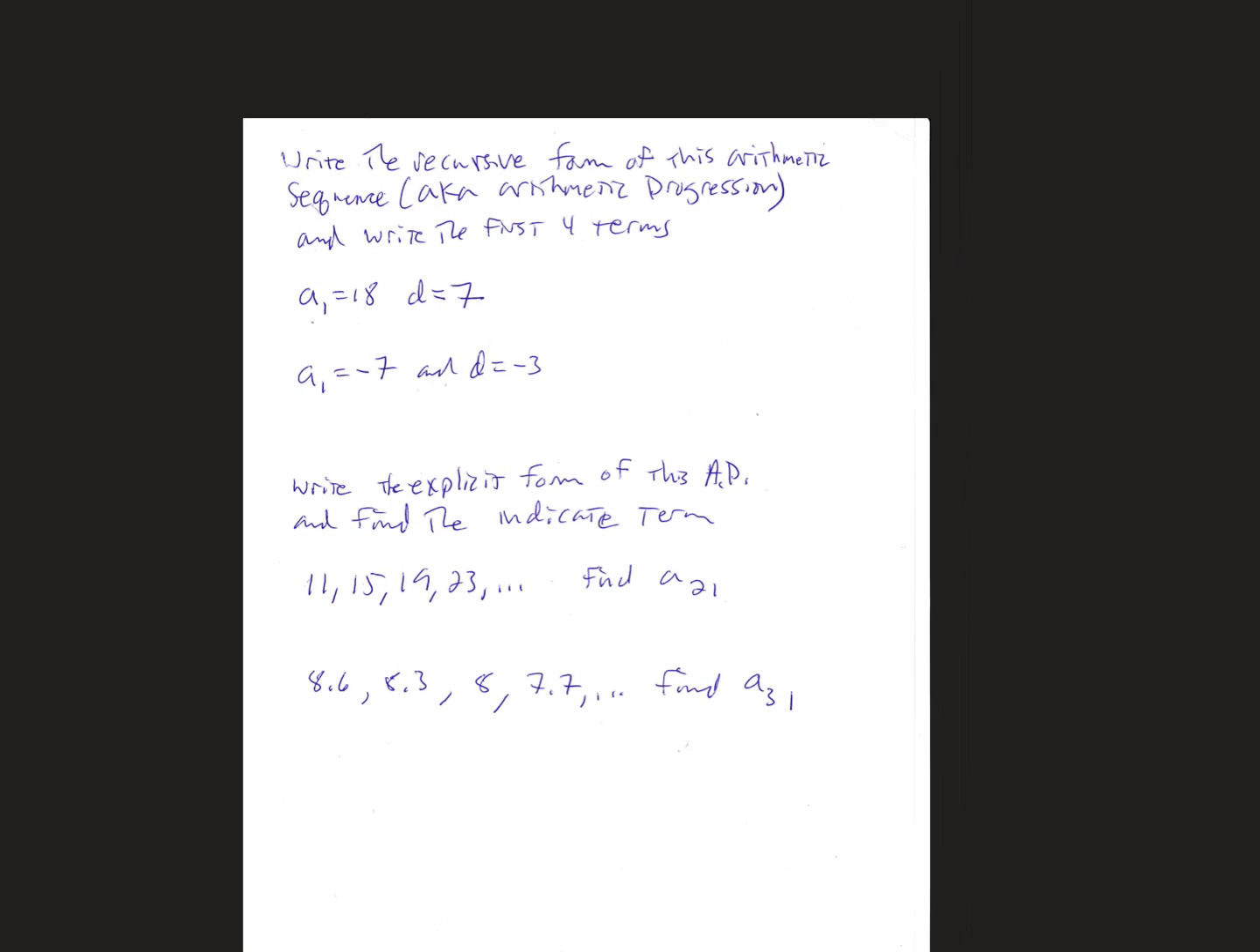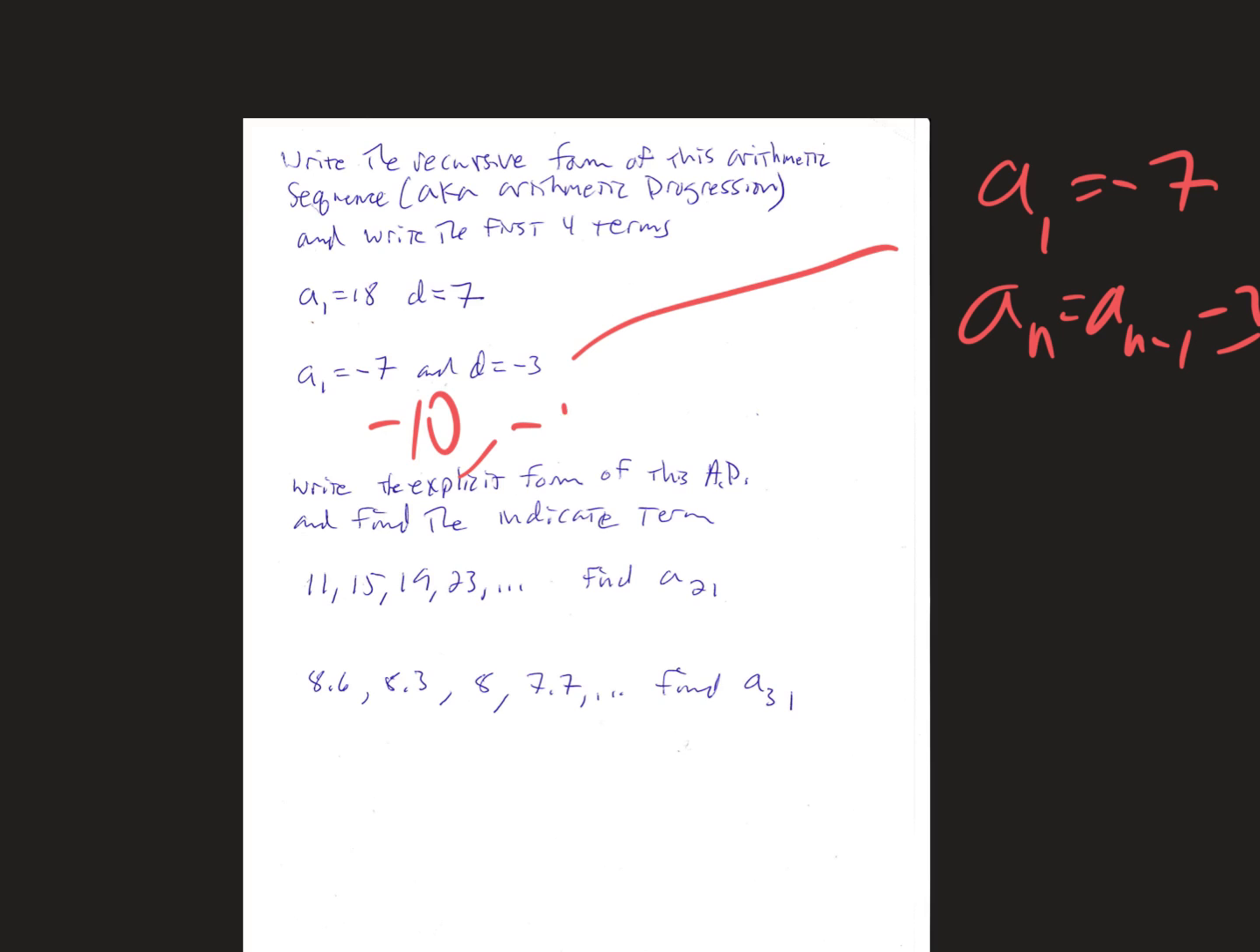Sorry about that. So here's the next one. It's a recursive formula: a sub 1 equals negative 7, a sub n equals a sub n minus 1 minus 3. So then we're going to get negative 10, negative 13, negative 16, negative 19. Okay. So we're supposed to do the explicit form for these. Ask yourself, what's the first term, what's the common difference, and go from there.